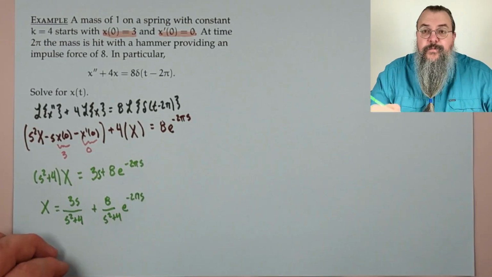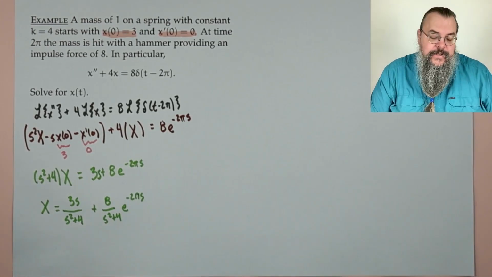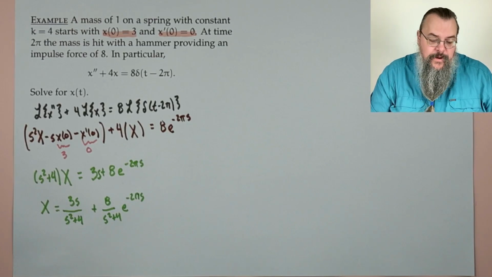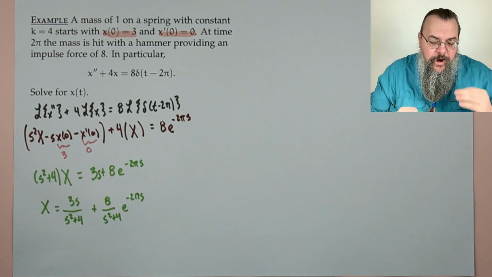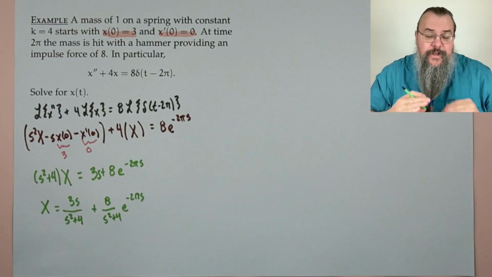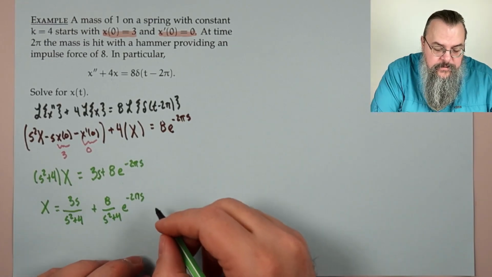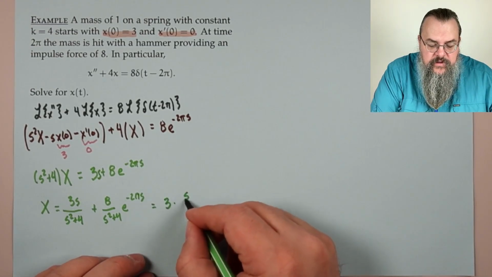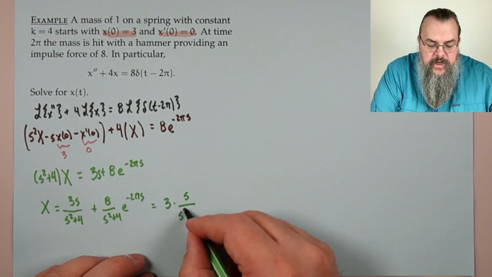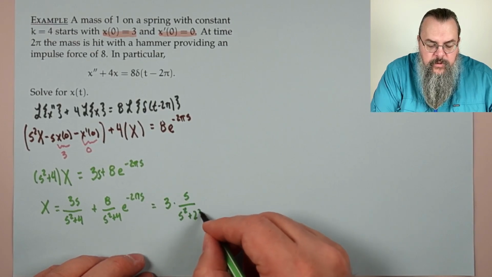Now, preparing ourselves for what's about to happen, we are in our mindset, we're getting ready for inverse Laplace. We're almost there, but we'll just do a little bit of cleanup. Now, for the first term, we won't do much. We'll bring the 3 out. So this is s over s squared, and for 4, we'll think of it as 2 squared.